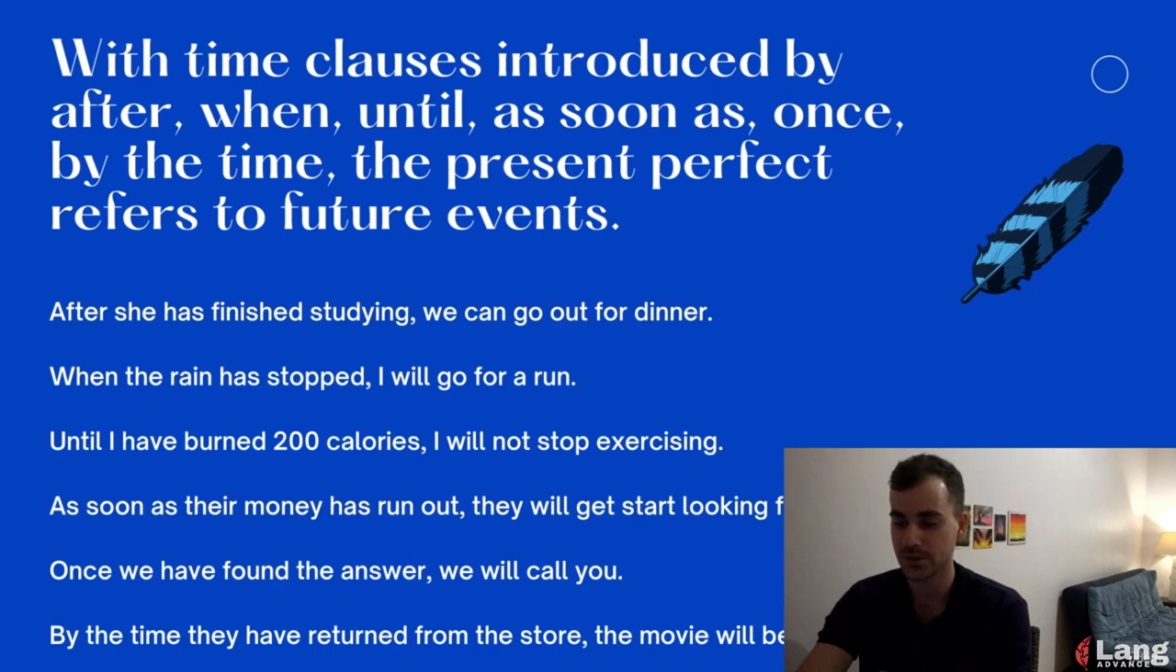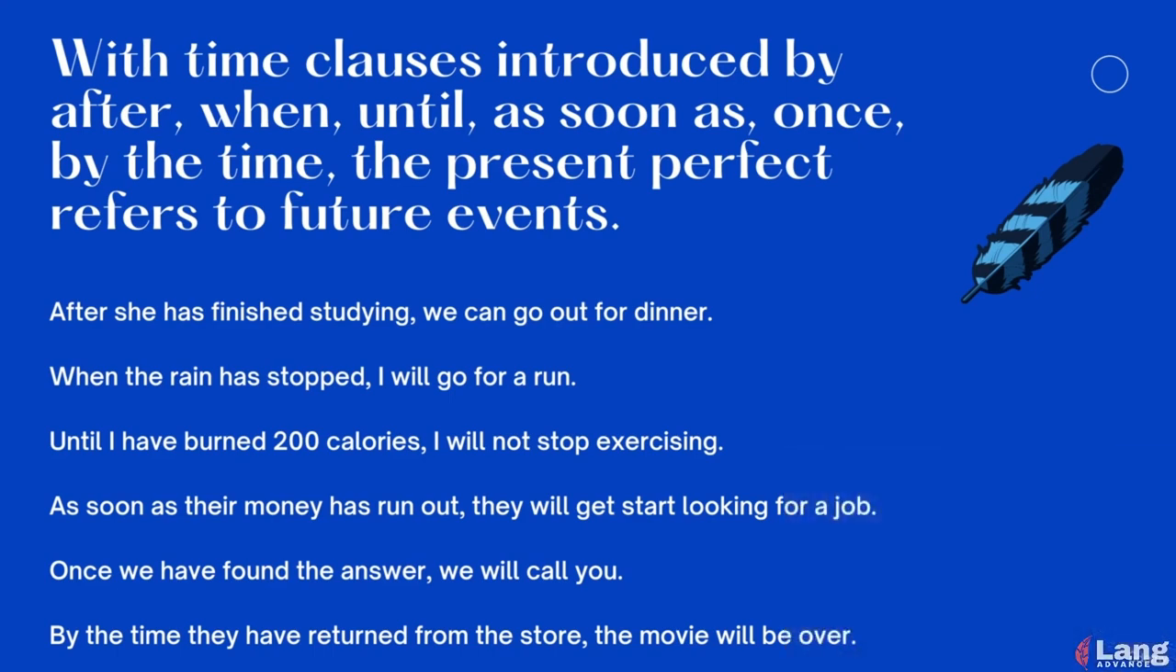Until I have burned 200 calories, I will not stop exercising. The time clause is introduced by until, and then the present perfect, I have burned, refers to a future event. As soon as their money has run out, they will get started looking for a job. Once we have found the answer, we will call you. By the time they have returned from the store, the movie will be over.